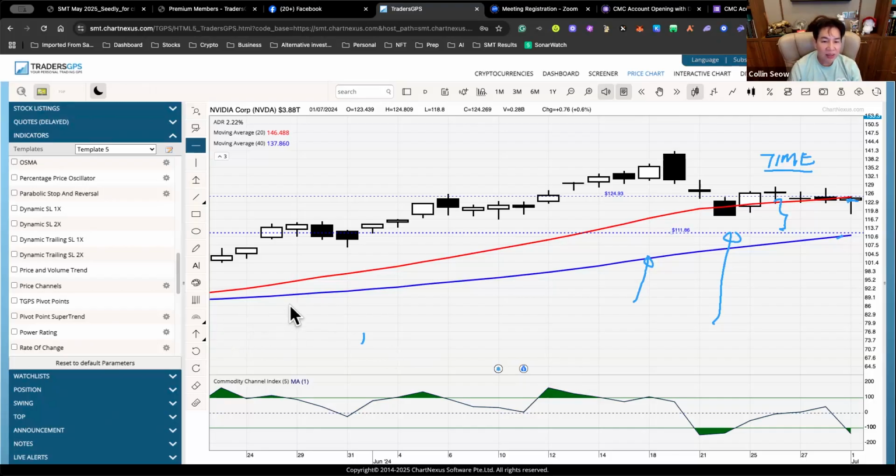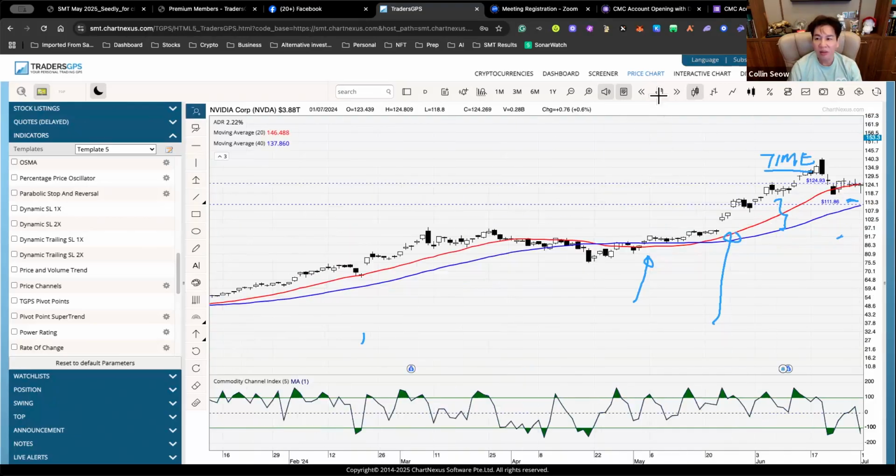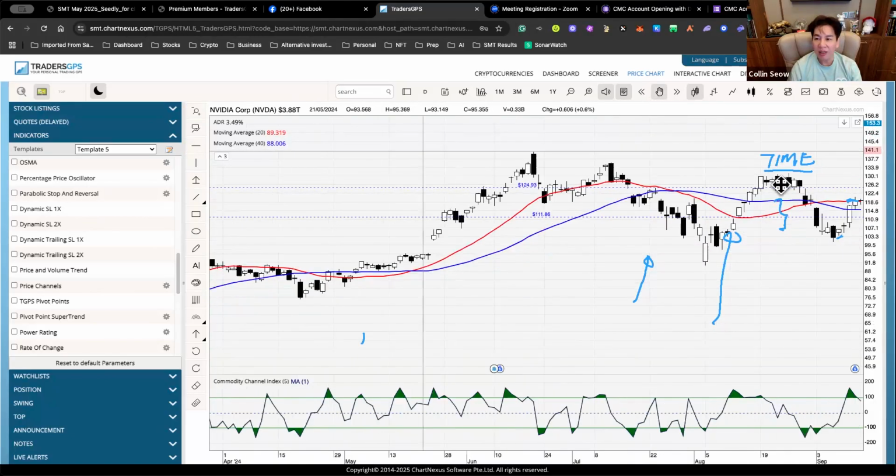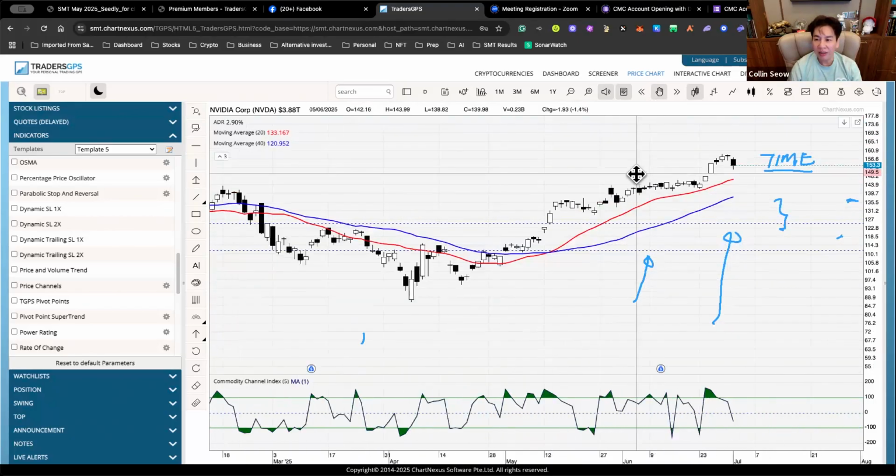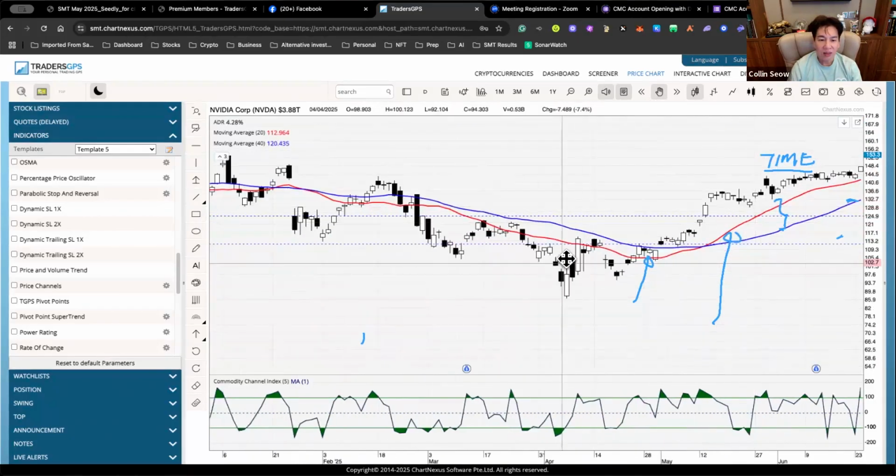That was once NVIDIA dropped 70% overnight. Does it help? Okay, let's take a look. When was the time that it went down 70%? Dixon, do you have the time? Which day?